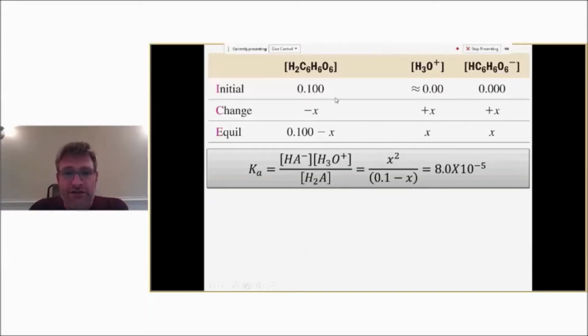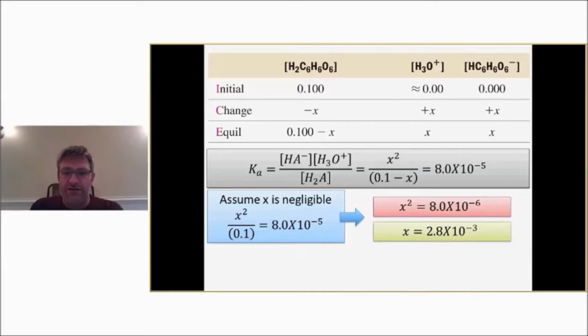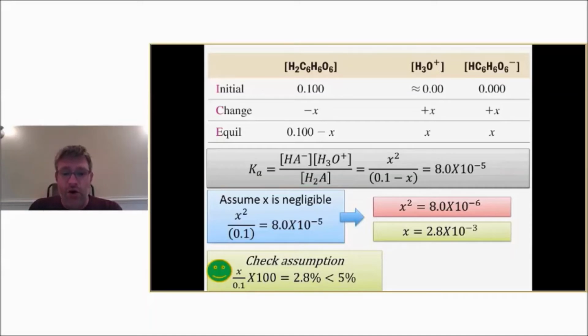So to solve for the first equilibrium, it's the icebox, as we've been talking about all chapter long, and for two chapters really. And so we can solve for x. We can assume x is negligible. We can solve for x doing that, okay? And we then have to check our assumption. It is 2.8%, which is less than 5%. So our assumption is all good.